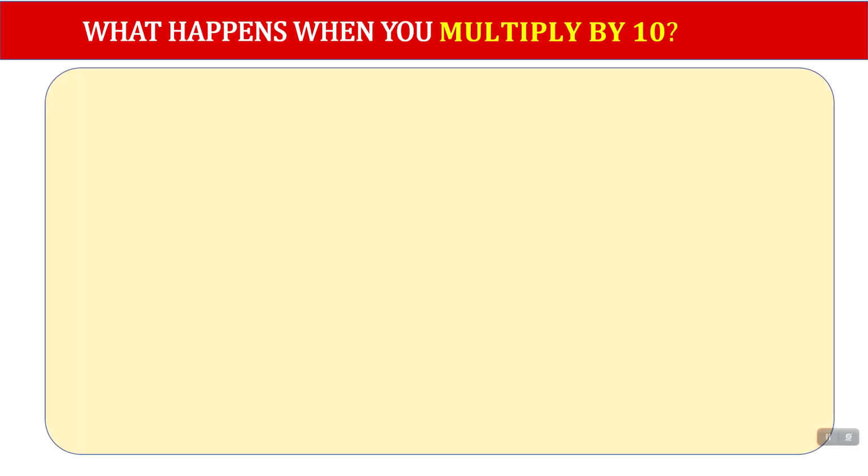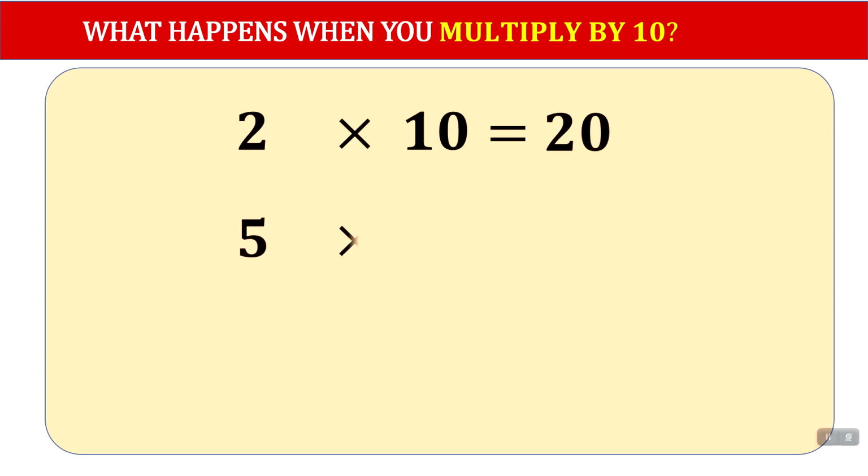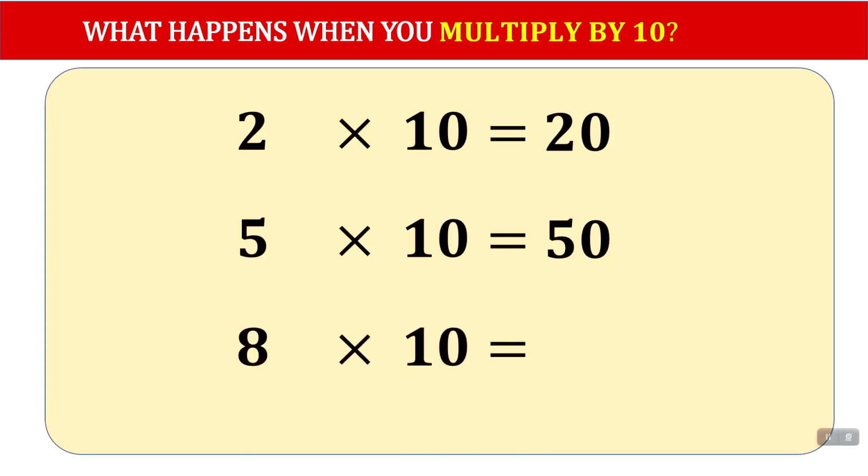Before we go into dividing by decimal numbers, let's find out what happens when we multiply by 10. We will need this information when we are dividing by decimal numbers. 2 times 10 is 20. What about 5 times 10? We know that's 50. What about 8 times 10? We know that's 80.